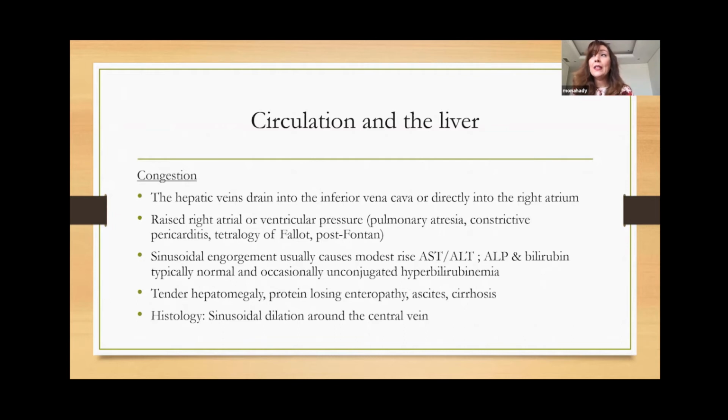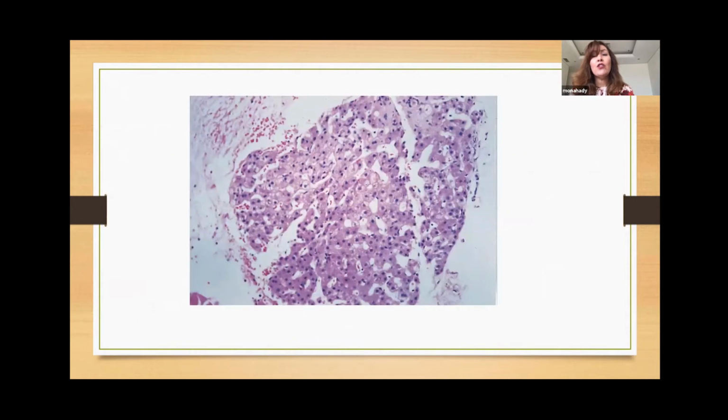We see in our clinics children, or rather teenagers, post-Fontan for many years, and they start to present with cirrhosis of the liver. Histologically, you will find the characteristic sinusoidal dilatation on the liver biopsy, which diagnoses the congestion of the liver.